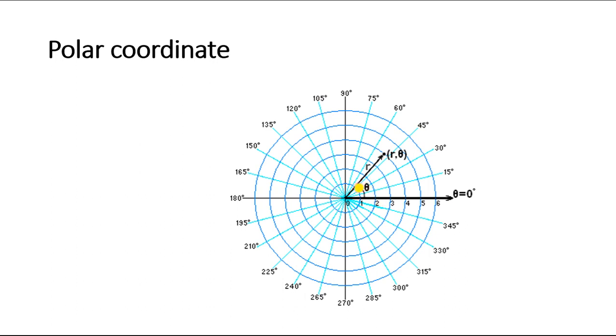If r is positive, then the point (r, theta) lies on the same line as theta, in the same quadrant, on this line. But if r is negative, the point (-r, theta) lies in the opposite quadrant, on the opposite line.